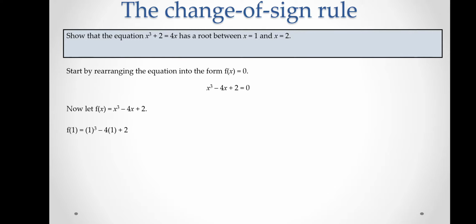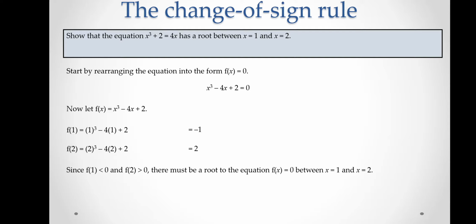First I am going to substitute 1. When you substitute 1, the answer is minus 1. When you substitute 2, the answer is 2. You can clearly see that there is a sign change: when x equals 1, minus 1; when x equals 2, plus 2. That means the graph should cross the x-axis. There should be a root between 1 and 2. So there is a sign change between 1 and 2. Therefore it has a root between 1 and 2.